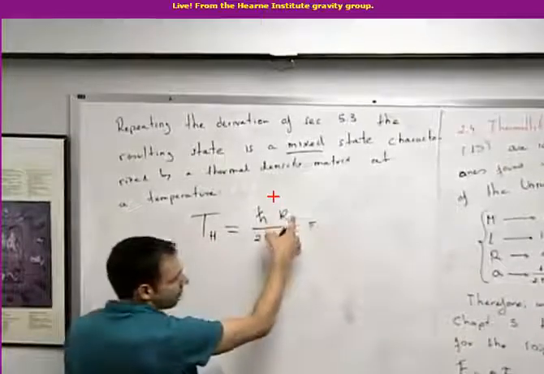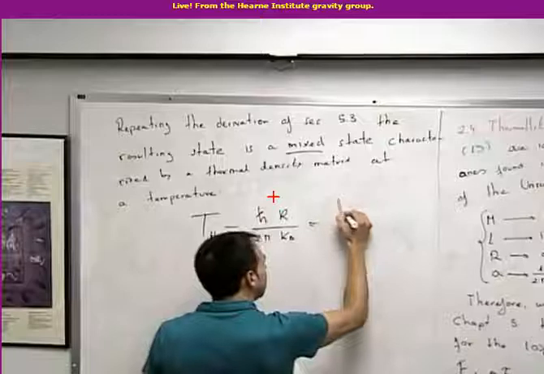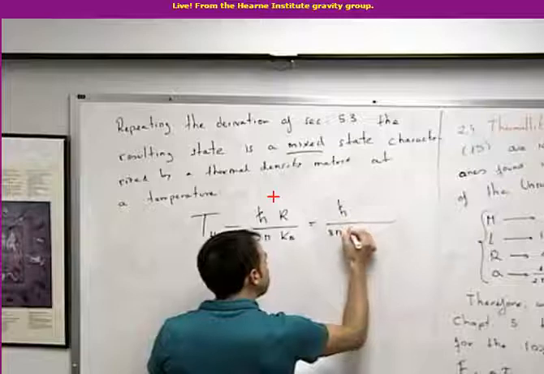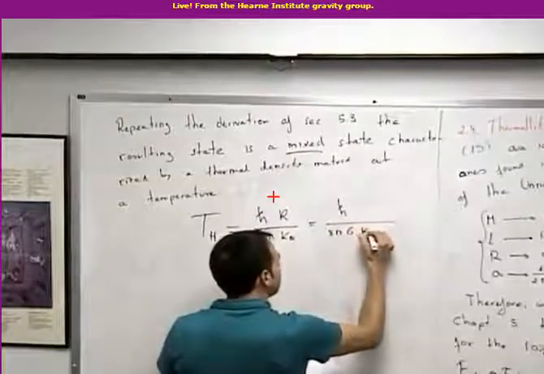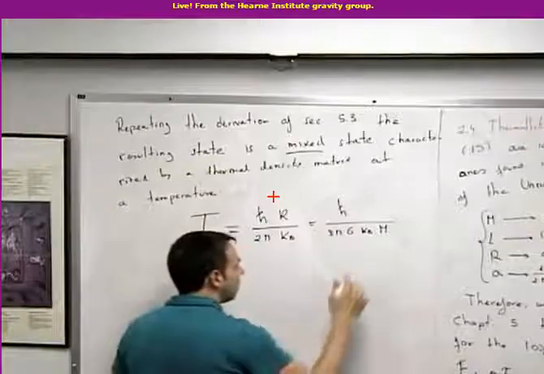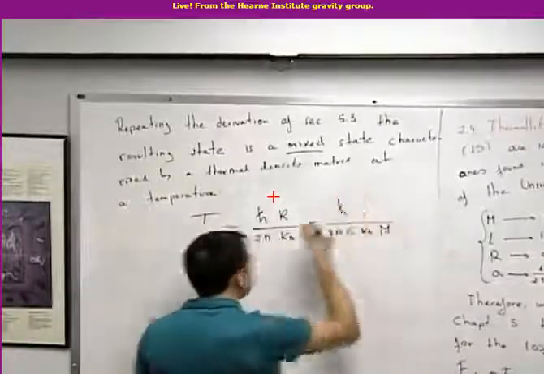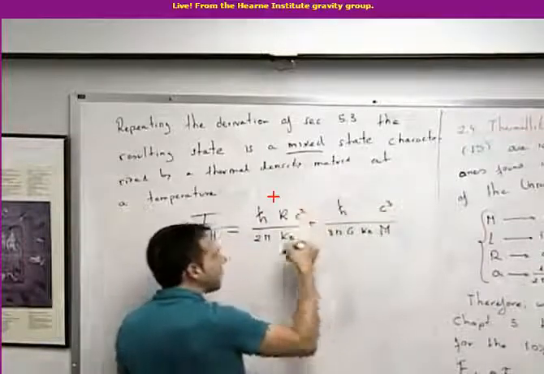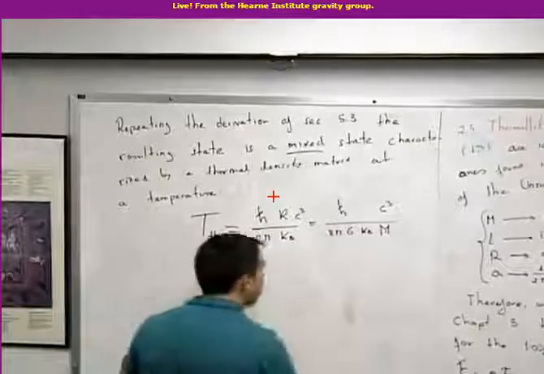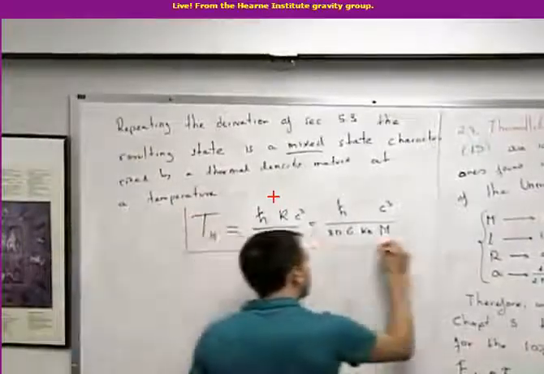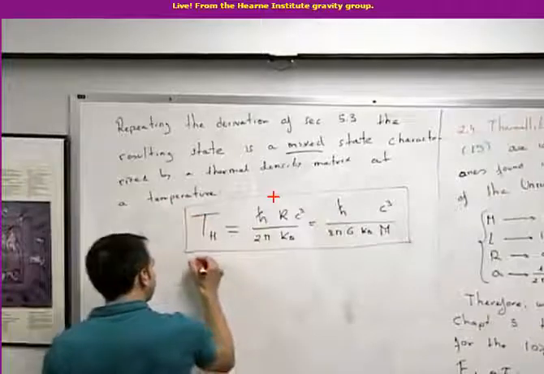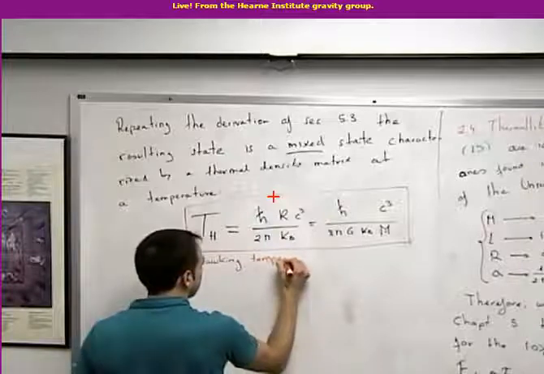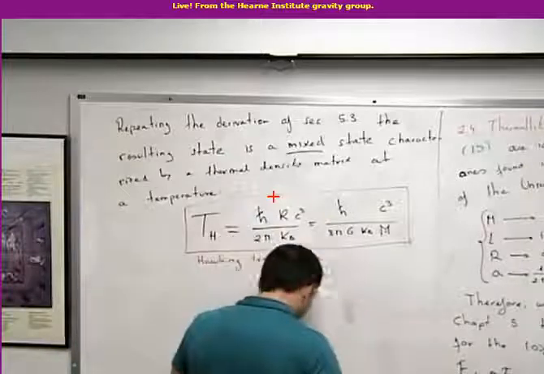If you write kappa, remember kappa is 1 over 4 times the mass of the black hole. This is 8 pi G, Boltzmann constant, the mass of the black hole. And if you want to put the speed of light, it would come here. Normally I put it equal to 1, but now let me just put it explicitly. This is the celebrated Hawking temperature.